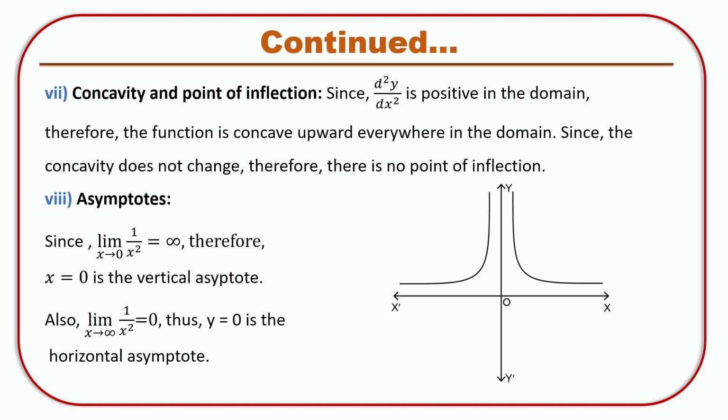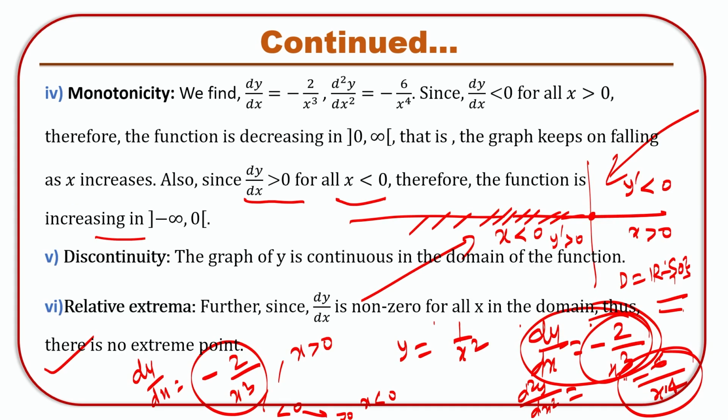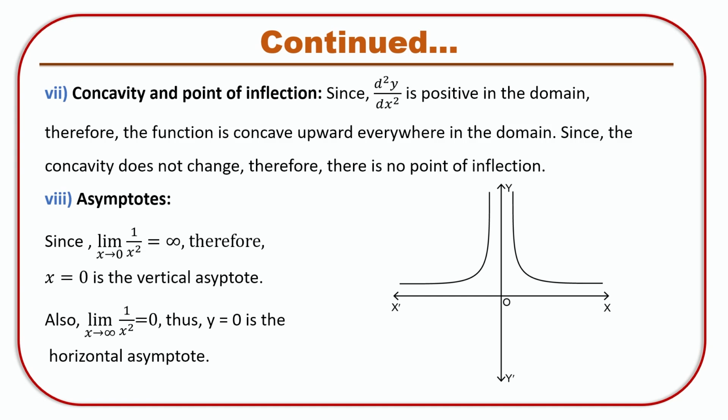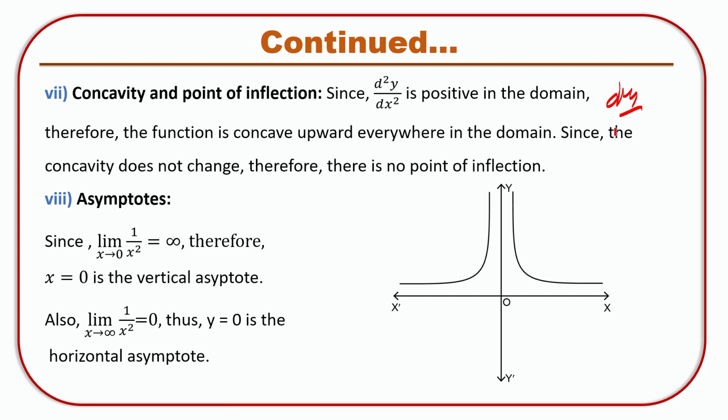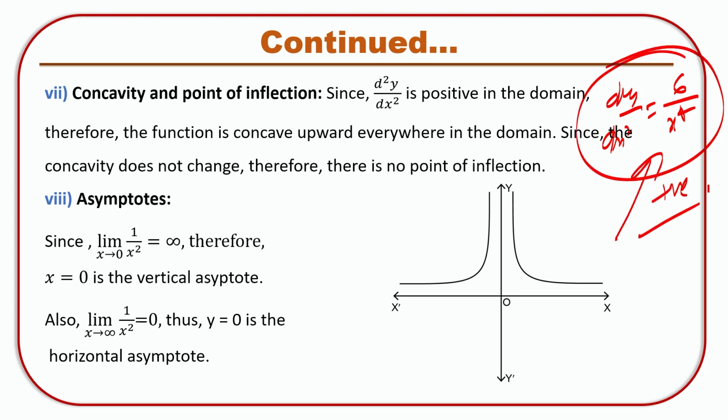Concavity and point of inflection: for concavity you need y double dash. So, y'' is positive in the domain, therefore the function is concave upward here. This is minus 3 into minus 2 equal to plus 6, so it is always positive. So d²y/dx² is equal to 6 divided by x to the power 4, right, and it is always positive in the whole domain, that means the whole real line except at 0. So there is no point of inflection, and the function is concave upward everywhere in the domain.